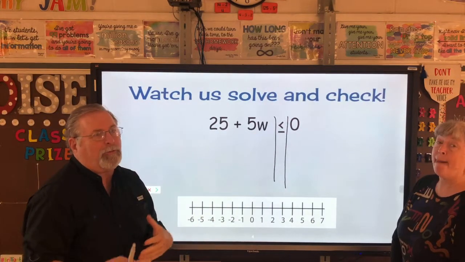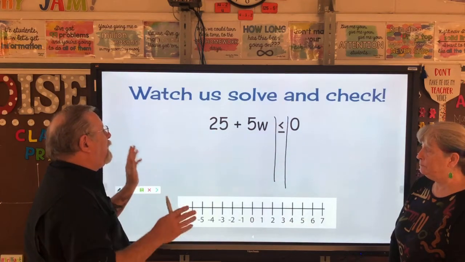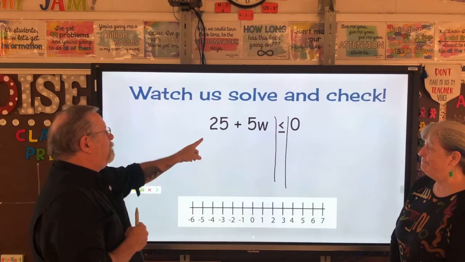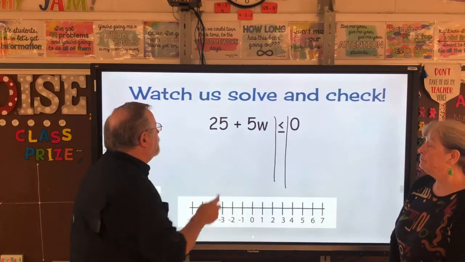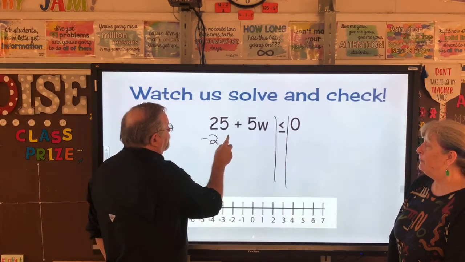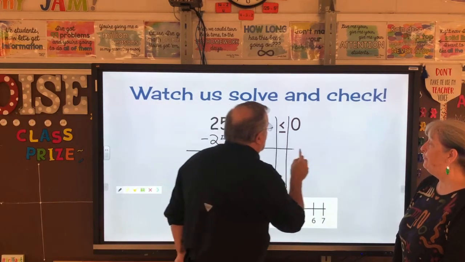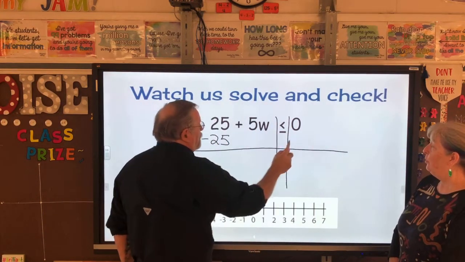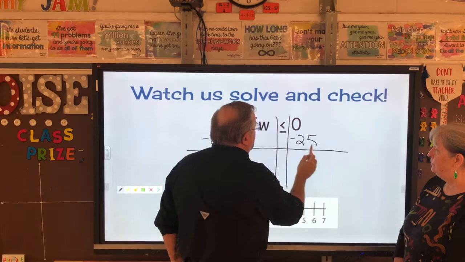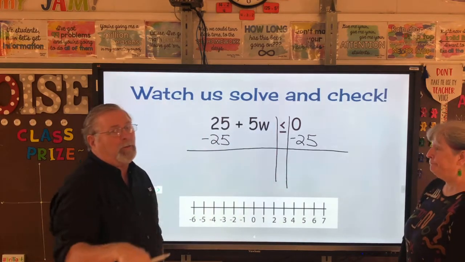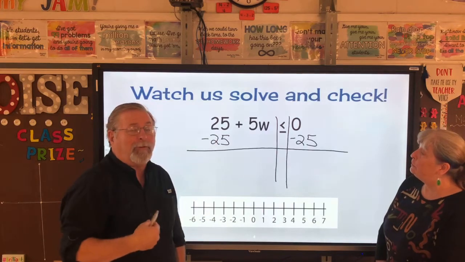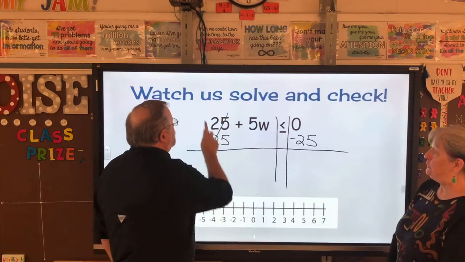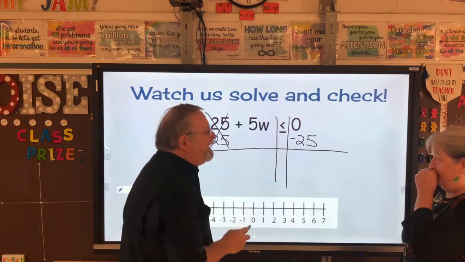So again, I go through my steps in my head and I go, okay, here I have to get rid of this addition and subtraction before I get rid of the multiplication. So again, I'm just going to subtract 25. Get rid of the constant first. Right, and I'm going to subtract 25 from here because that's what I did over here, and whatever I do to one side, I've got to do to the other side.